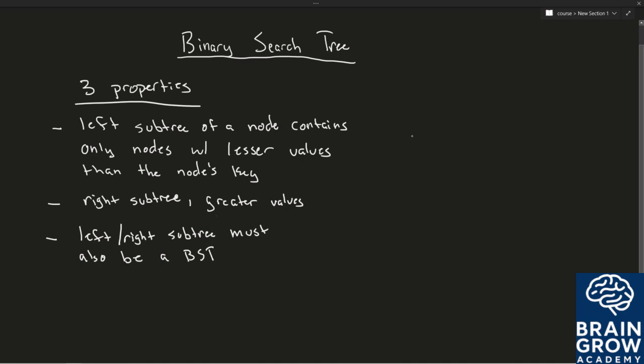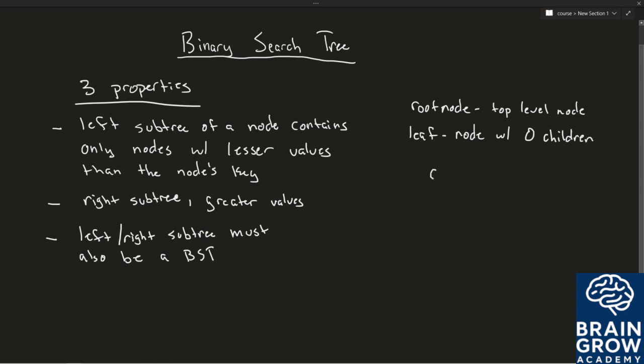So some additional terminology that we need to understand is a root node. It is the top level node. And then we have a leaf, which is a node with 0 children.